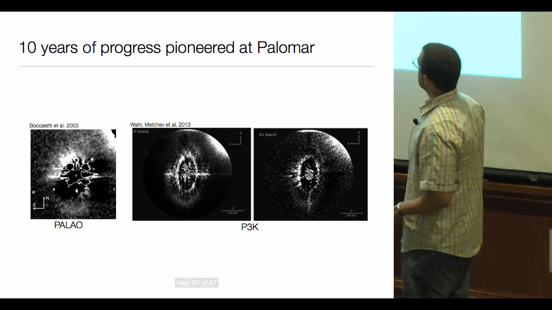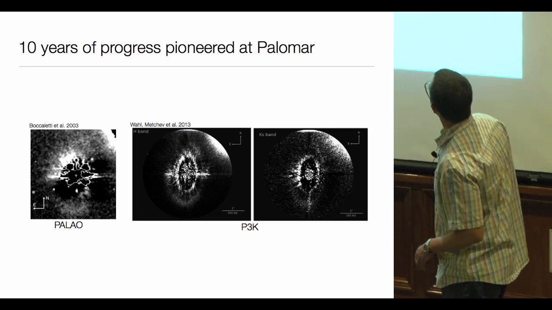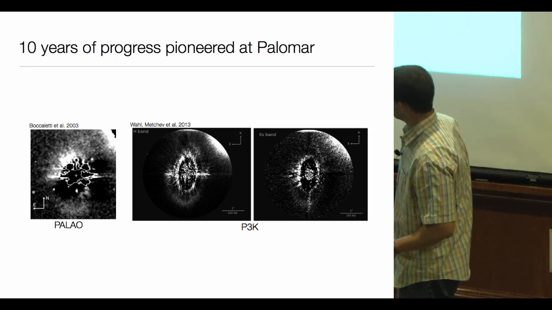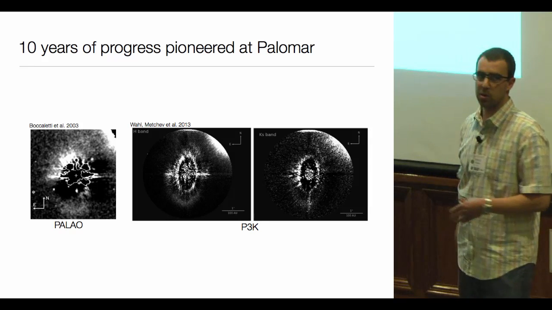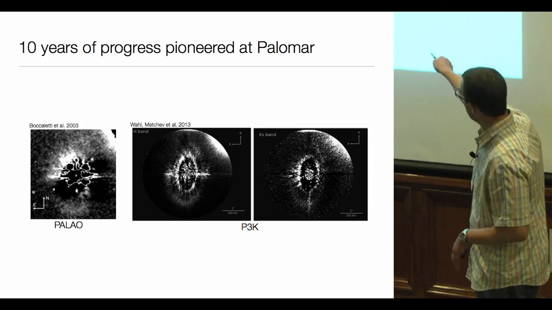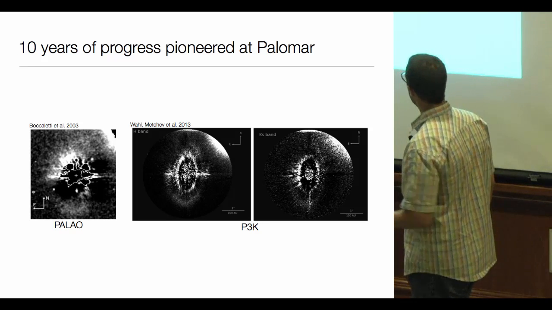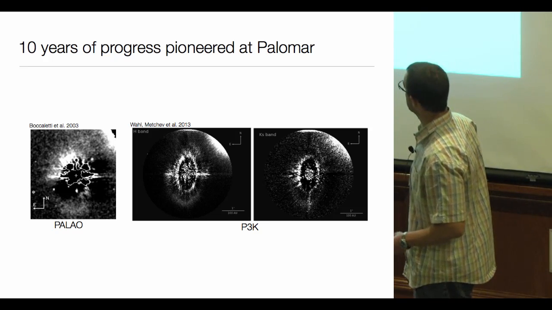A few preliminary results. I like this slide a lot. I hope the image quality is good enough for you to see the difference between what we used to do 10 years ago with first generation adaptive optics systems for disks and what we do nowadays with the same telescope, actually, and the AO system on steroids.